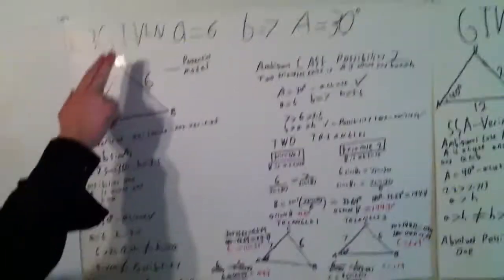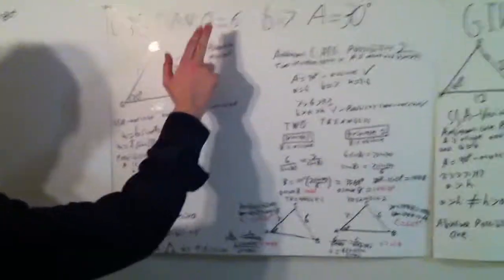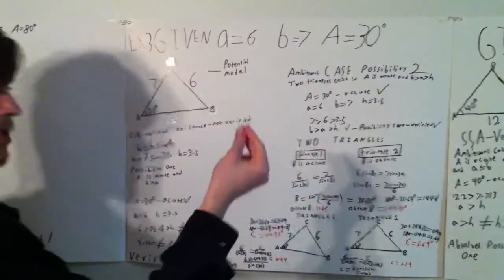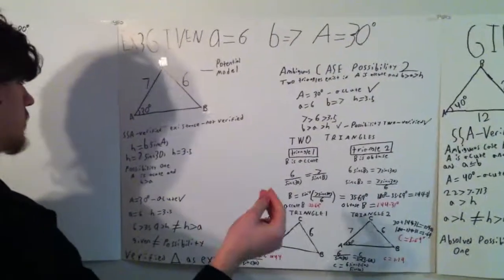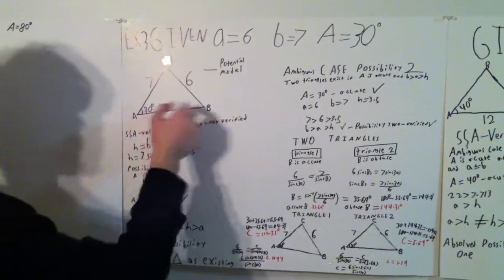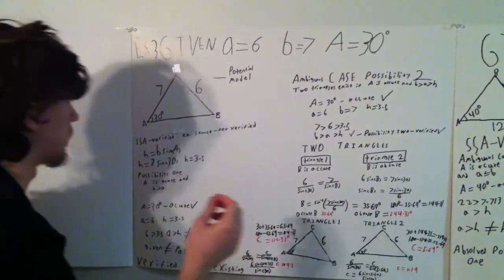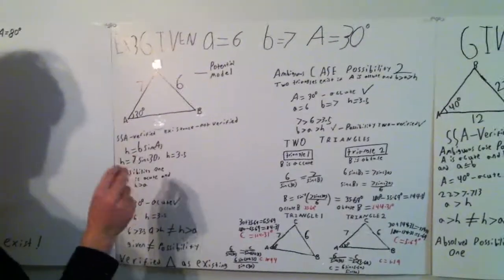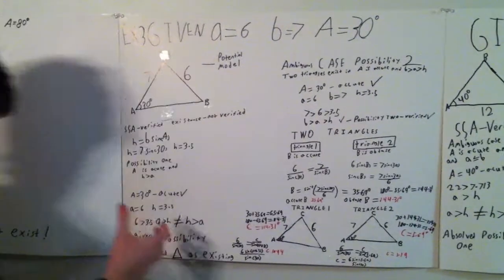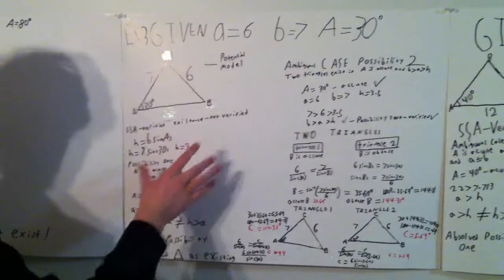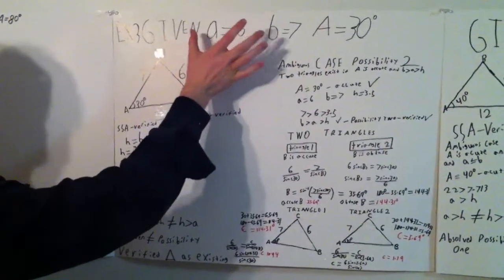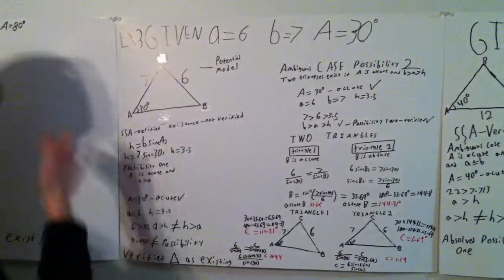Example 3. We're given that the side of A equates to 6, the side of B equates to 7, and that angle A equates to 30. So we're given two sides and an angle that corresponds with one of the given sides. So we can verify this as a side-side-angle, and like we did previously, we're going to analyze each possibility until we find which one corresponds with the given information.